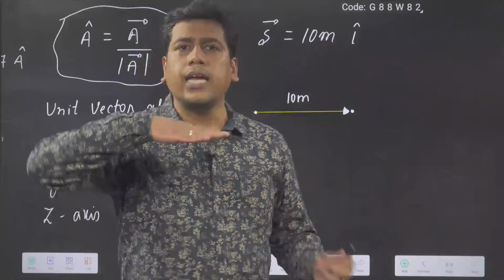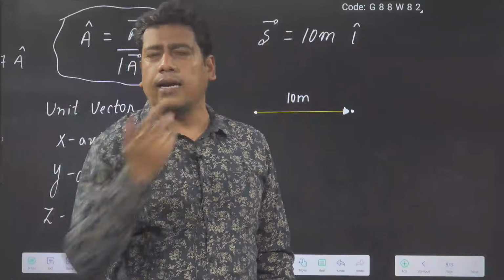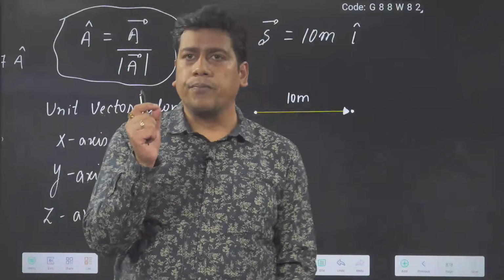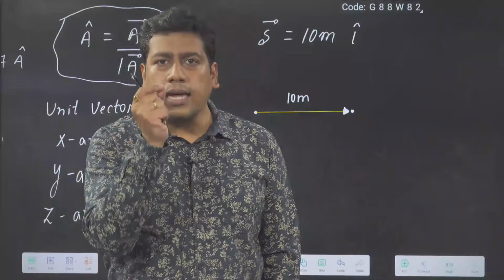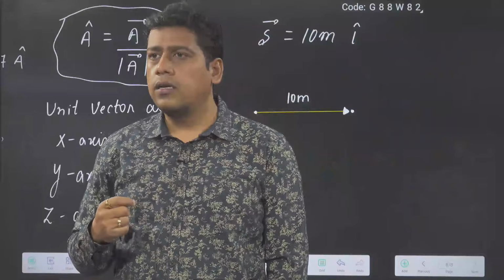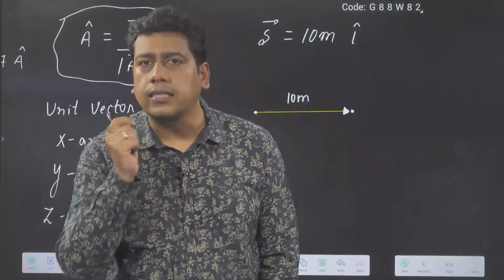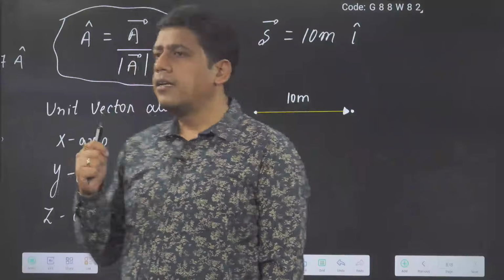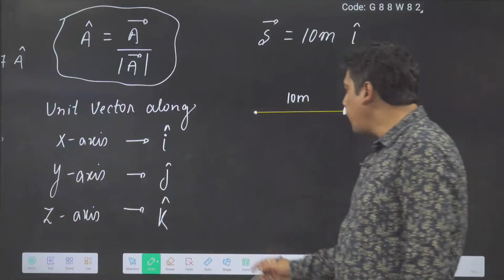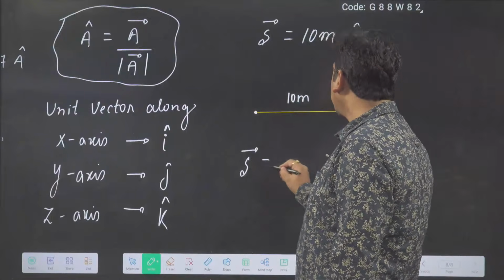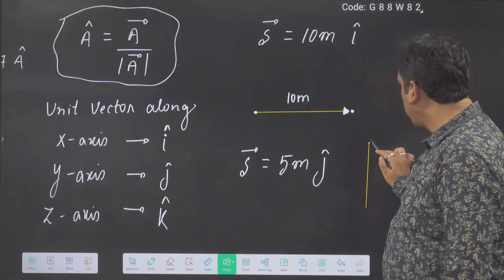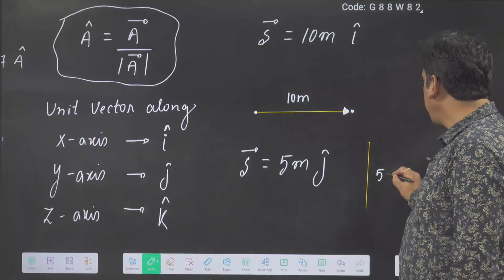The displacement is 10 meter, but this could be right, left, up, down, or inclined. I don't know, so only the 10 meter tells you the magnitude. I cap is the unit vector and it tells you the direction, where the person has moved. That's why I said the unit vector is used to represent direction. Due to this i cap you understand it is moving along the x-axis. Similarly, if I say the displacement is 5 meter j cap, what is the meaning? The object or person has moved 5 meter.